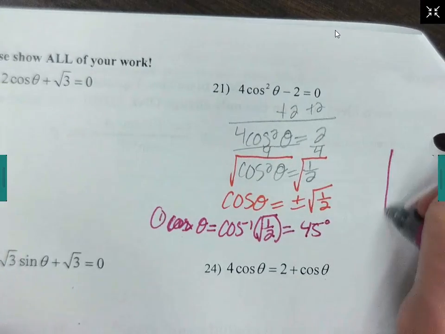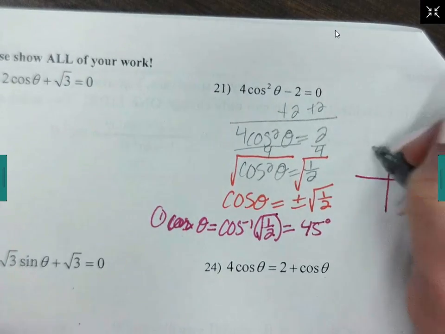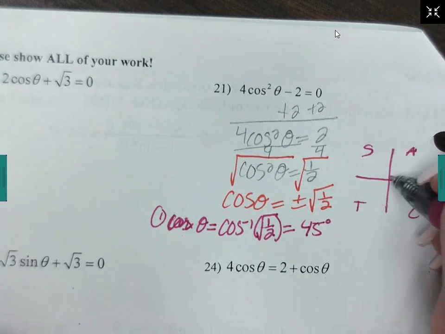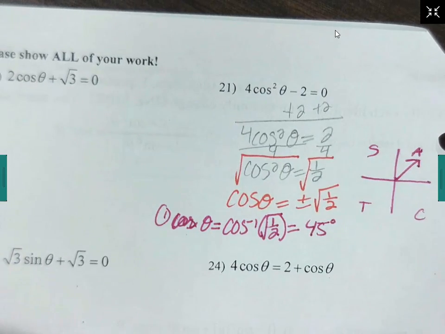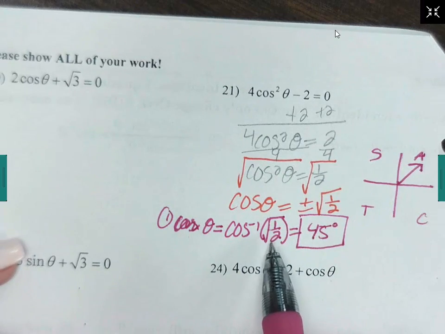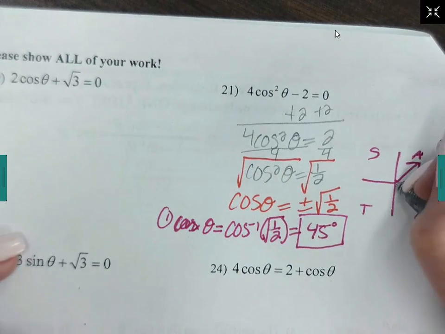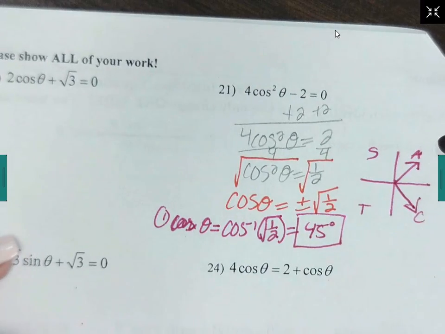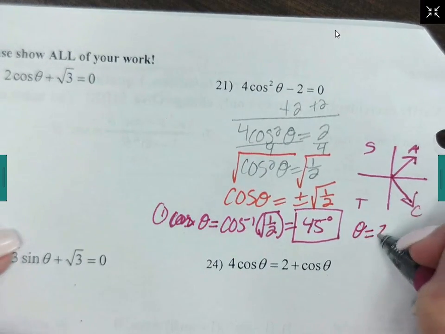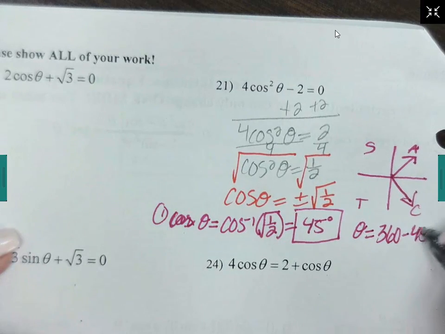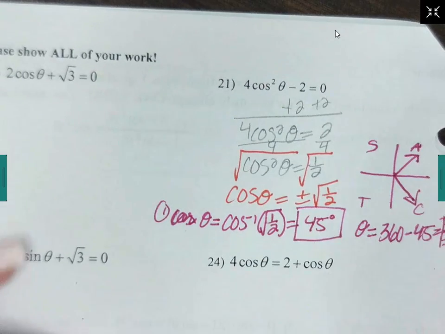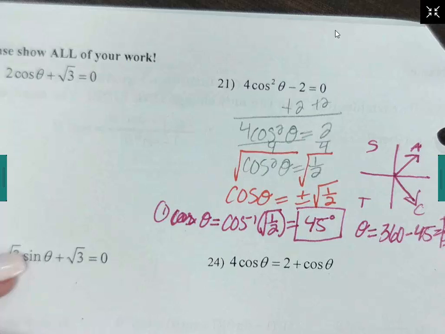Okay, so if we come over here, and we remember that all students take calculus, 45 degrees is also our reference angle. So we know theta is 45, but we want to know where else the cosine is positive, because our cosine is the square root of 1/2, which is positive, and we know that in this fourth quadrant, the cosine is also positive. So theta would also be equal to 360 minus our reference angle, which is 315 degrees. 45 is one of our thetas, and it also acts as the reference angle.